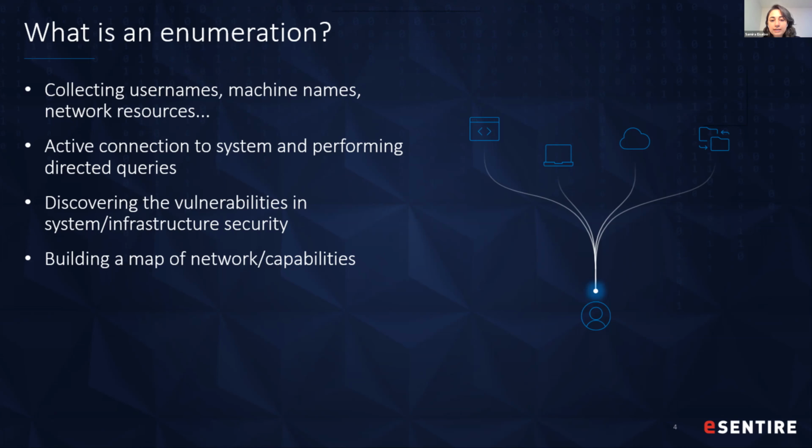To discover the vulnerabilities or weak points in the system or infrastructure security, and building a map of network and capabilities, the attackers use the information collected in the enumeration stage. A good overview of the resources available lets adversaries plan their next move and pick a target.